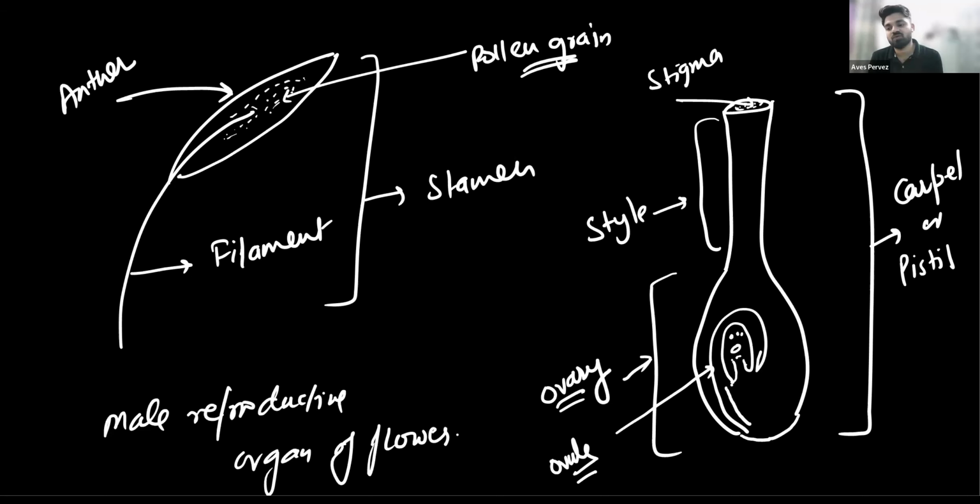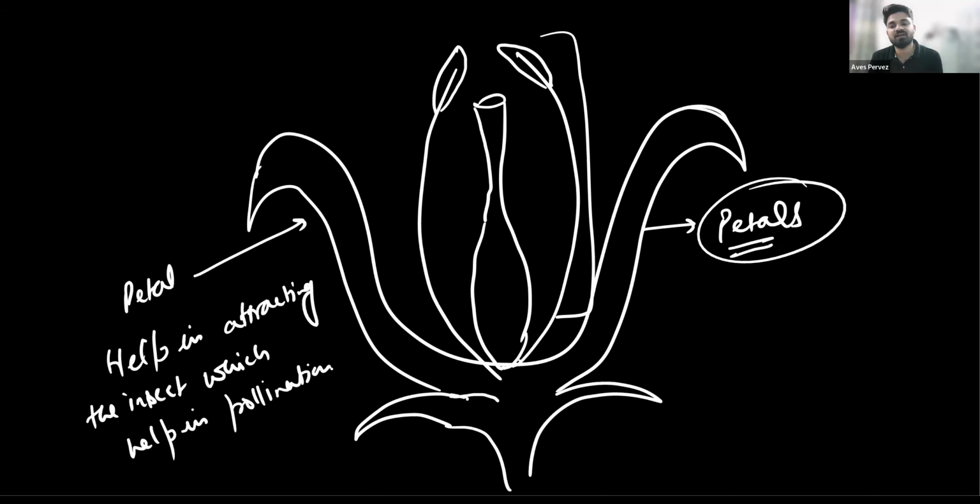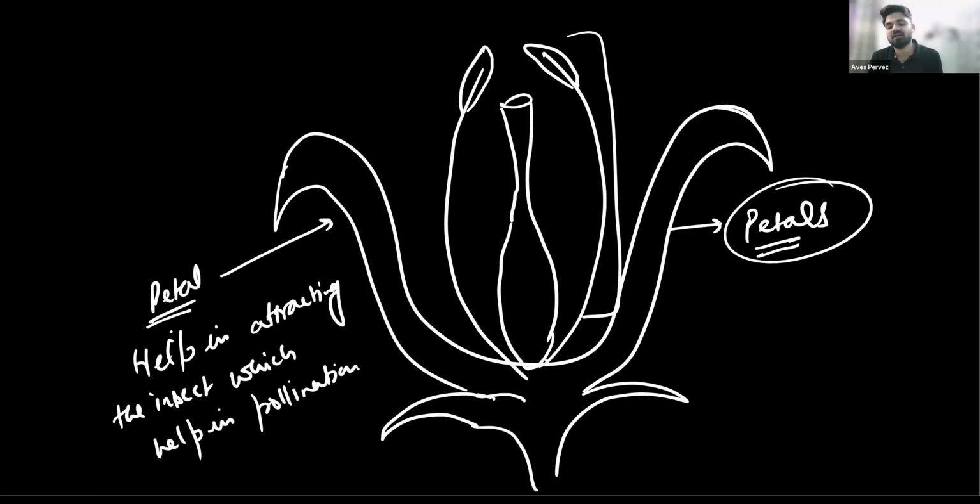Okay, so what is the function of petals? Petals are the colorful part that helps in attracting the insect and in the transfer of pollen grain, that is called pollination. Okay, and what is the function of sepals? Sepals are green colored, and they protect the flower in the initial stages when the flower is in the bud, so it does not open, and protect it from bacterial infection. Because it is green, it contains chlorophyll, so it also helps in photosynthesis.